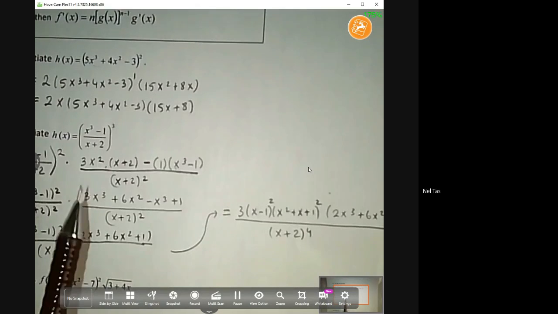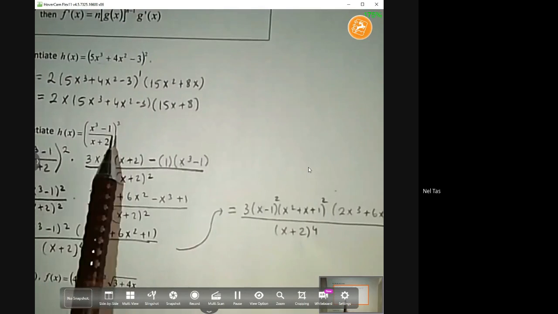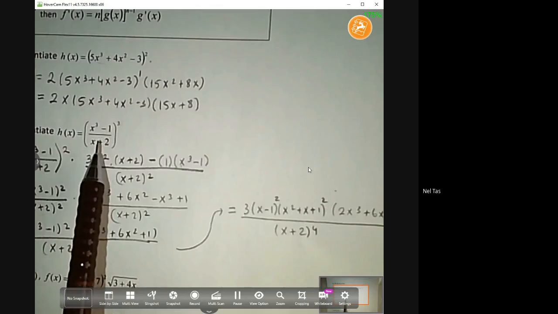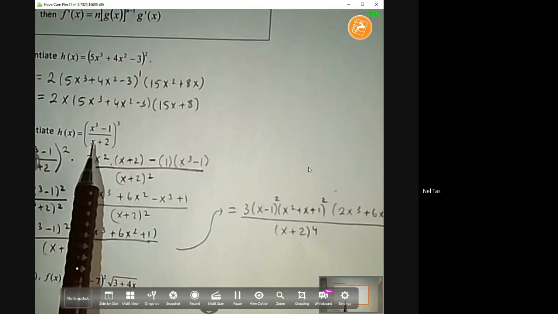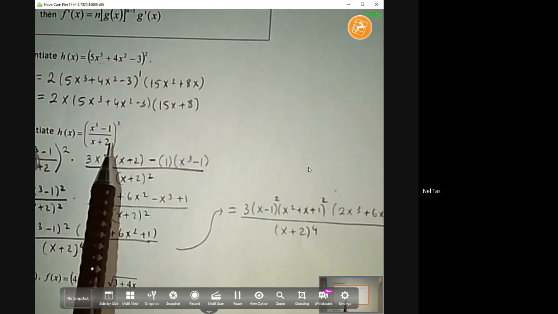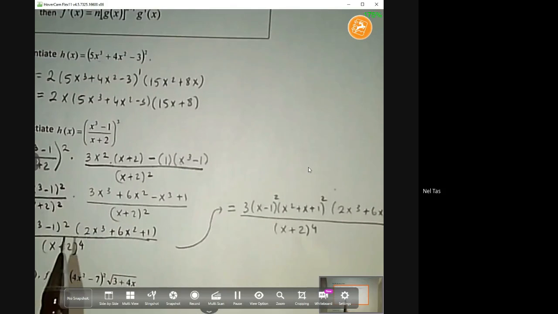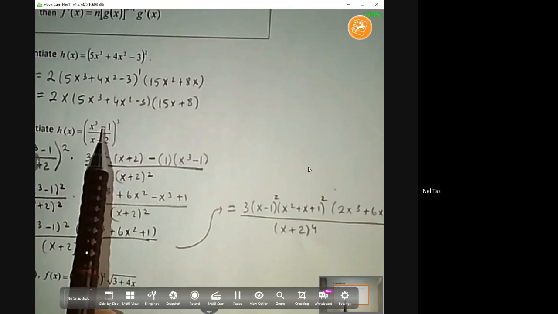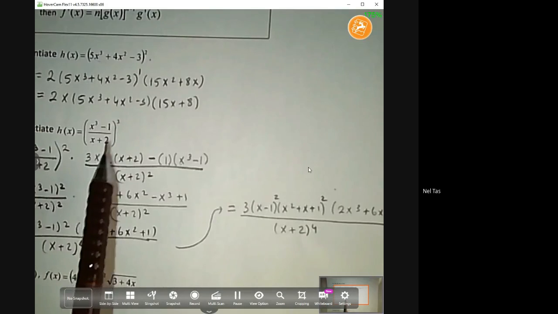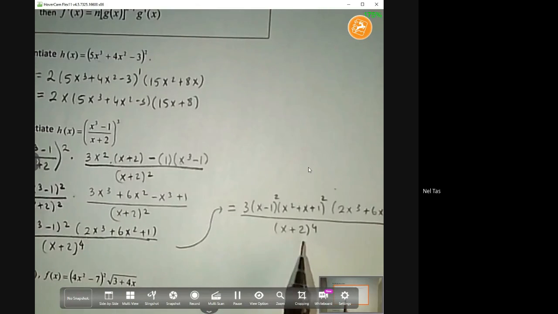Now I want you to pay attention to something. As you take the derivative of a rational function, the power of the denominator will increase by 1. If you look at the original question, it is x cubed minus 1 cubed over x plus 2 cubed, so the denominator is x plus 2 cubed. When you take the derivative, now you have x plus 2 to the power of 4. Again, the power increases by 1. That's how you can check your work at the end, to see if you did the derivative correctly or not.